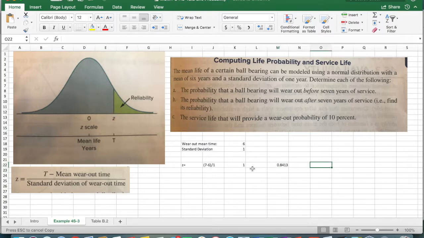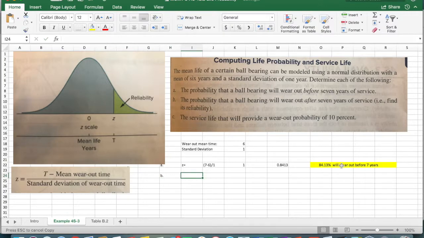That also means that 84.13% of these ball bearings will wear out before 7 years. And that is our answer for part A. Okay, so that's A.